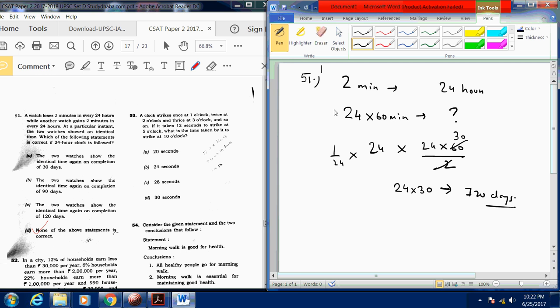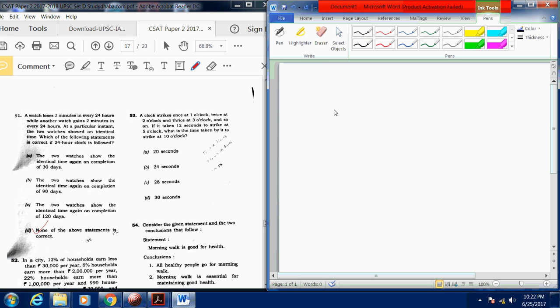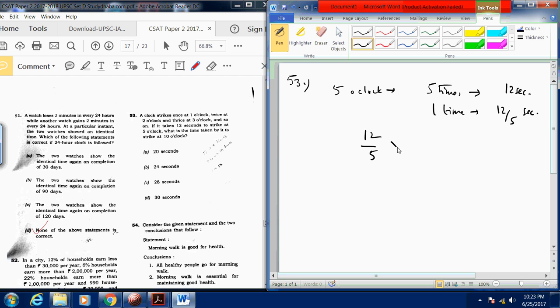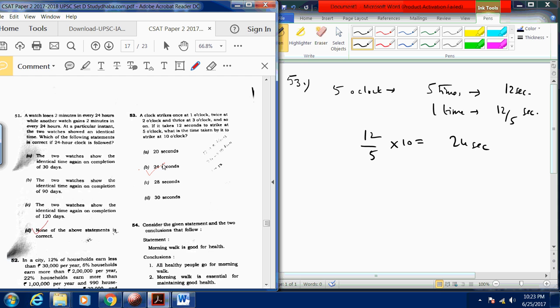So let's move on to 53. A clock strikes once at 1 o'clock, twice at 2 o'clock, thrice at 3 o'clock, and so on. It takes 12 seconds to strike at 5 o'clock. At 5 o'clock, it will strike 5 times, and it takes 12 seconds for the same. That means for striking 1 time, it will take 12 by 5 seconds. So at 10 o'clock, it will take 24 seconds. So the answer is 24.